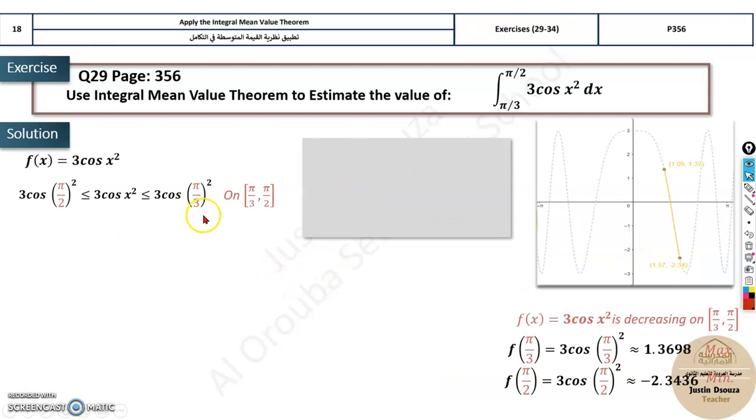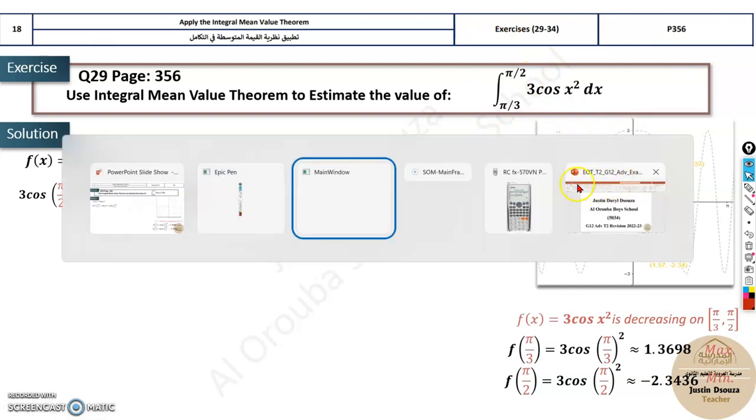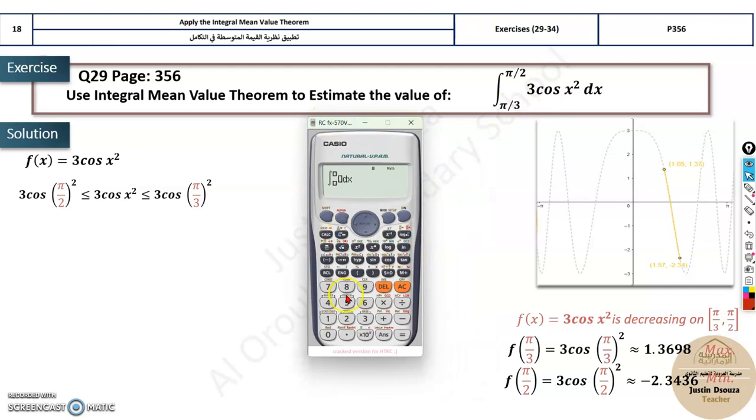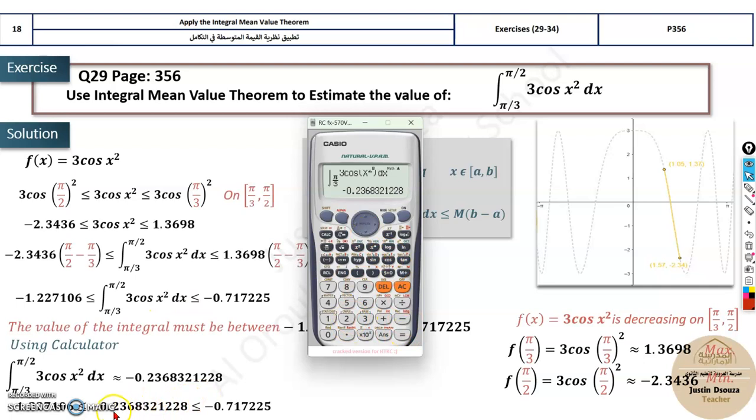Now what about this one? The graph won't be given. This is the function. If you just use your calculator and put in this integral, 3 cos of alpha x square, closed, with pi by 3 as the lower limit and pi by 2 as the upper limit, you get the answer: 0 minus 0.236 and so on.